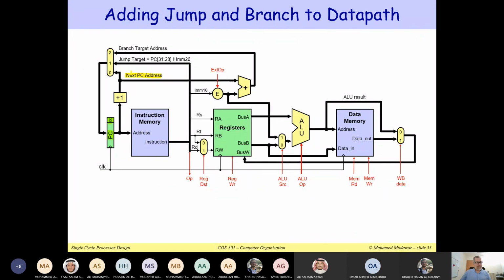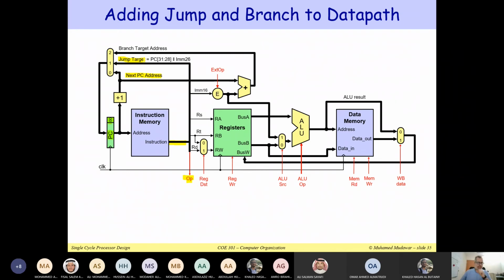But now, in the case of a jump, I need to calculate the jump target address. And I need to select here my jump target address. So this is input 1 to this multiplexer in the case of a jump instruction. So how do you know it's a jump instruction? We have to examine the opcode. The opcode is part of the instruction. So after fetching the instruction, we look at the opcode. If the opcode was a jump, we have to select the jump target address because the jump is always taken, right? Every time we encounter a jump, we have to jump.